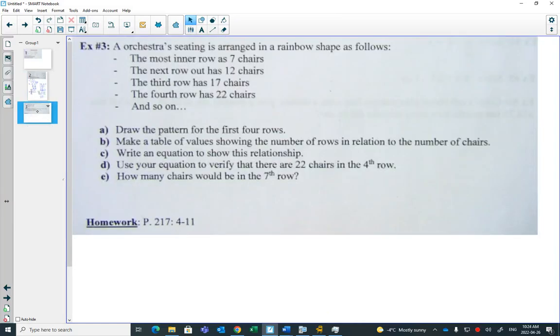Question number 3. Again, draw the pattern for the first 4 rows. Try that on your own. I drew it. It just takes a long time. It does take a little bit of time. It's just lots of little circles, or lines, or X's, or squares, whatever you want.